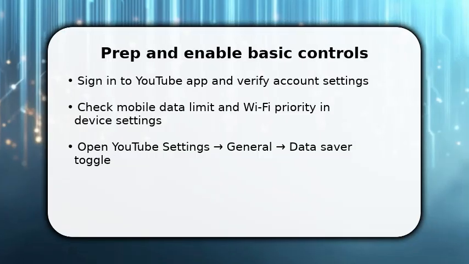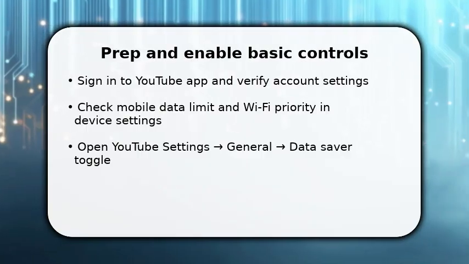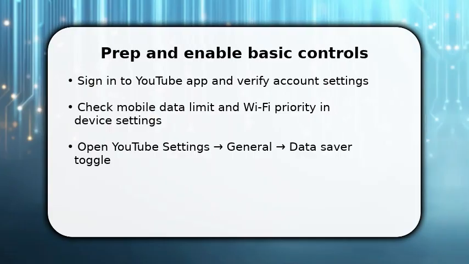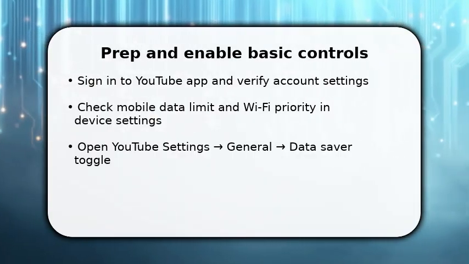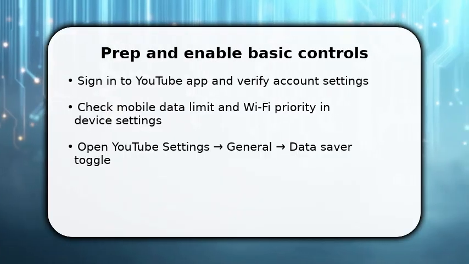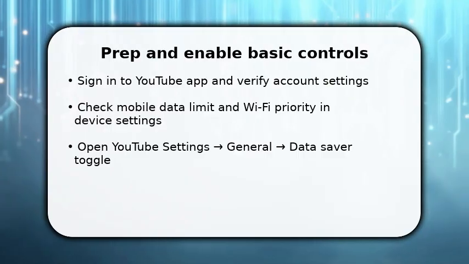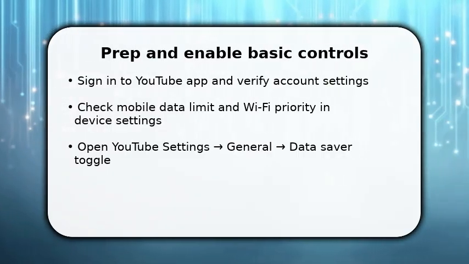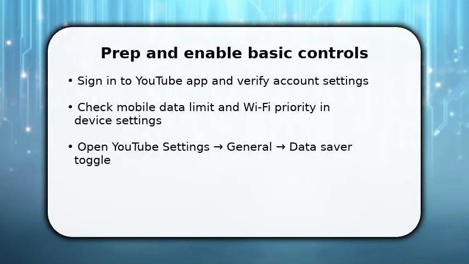You start by confirming prerequisites: be signed into YouTube, and know your mobile data cap. Once done, open the YouTube app, tap your avatar, and go straight to Settings, right arrow General. Enable the Data Saver toggle to force lower resolution on mobile networks. Make sure background playback and autoplay on mobile are off. They can bypass the saver. These first actions reduce immediate streaming bandwidth so you can apply finer controls next.